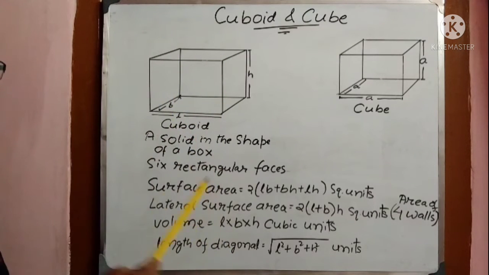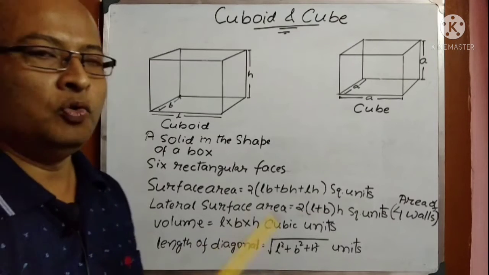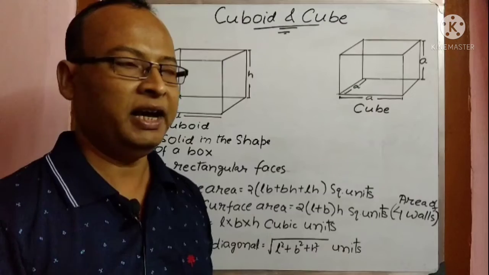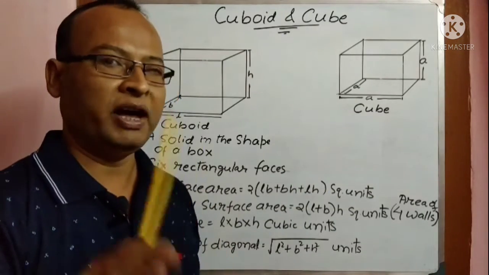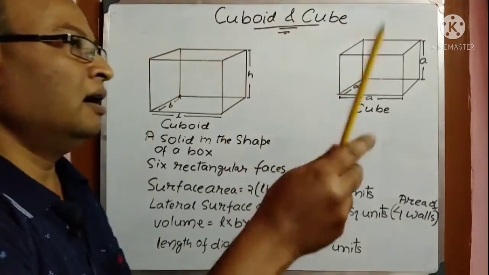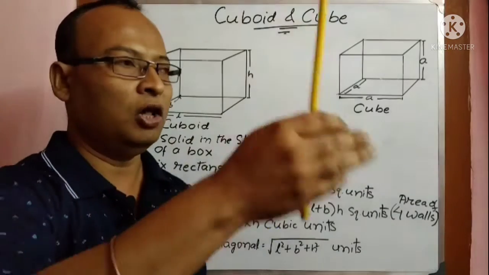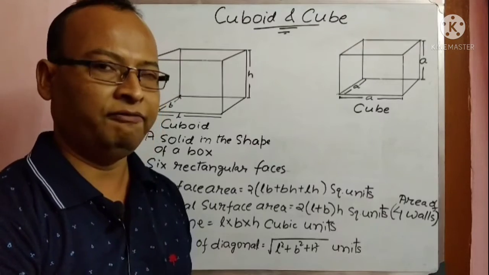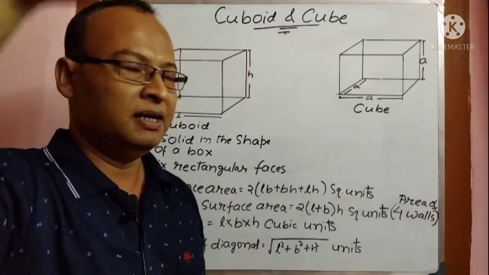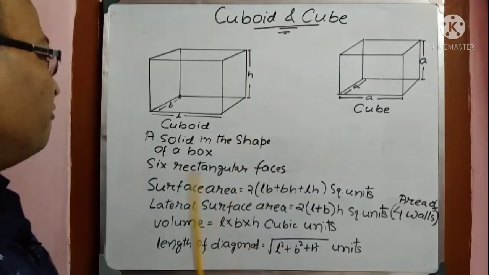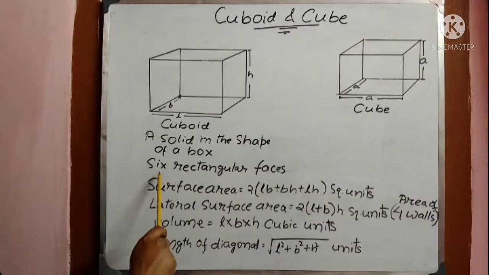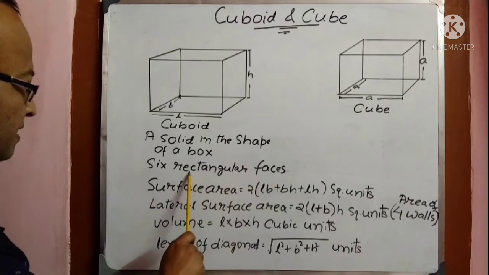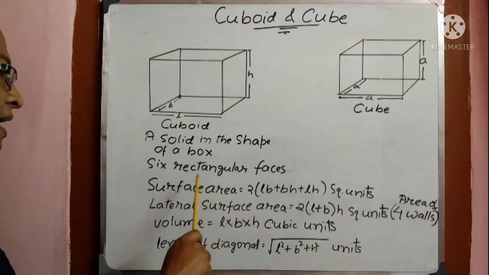So I will give you a very practical example. You are sitting in a room, that is an example of a cuboid. Think of your room where you are sitting, how many walls do you have? Your 4 walls, and one is your floor and another is your top. So these are the 6 faces. So a cuboid has 6 rectangular faces.